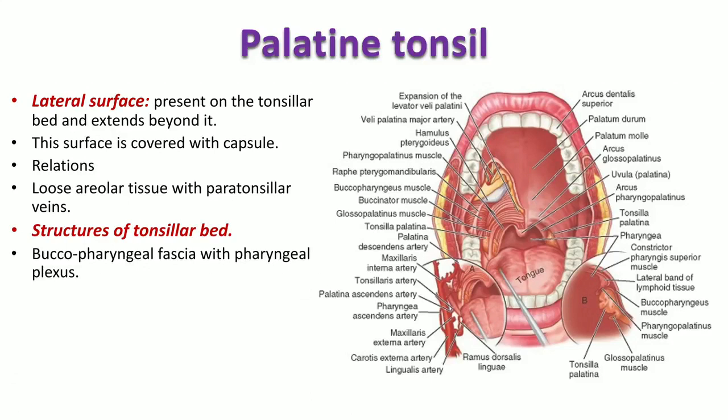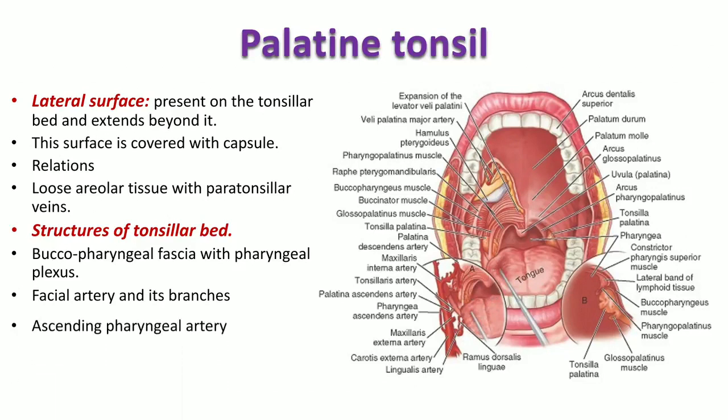Stylopharyngeus with the glossopharyngeal nerve, buccopharyngeal fascia, and the facial artery with its branches to the tonsils, ascending palatine artery. All those you can come across on the lateral surface. On the medial surface, you see the crypts. The lateral surface will be related to these branches, mainly the perivascular stalk.